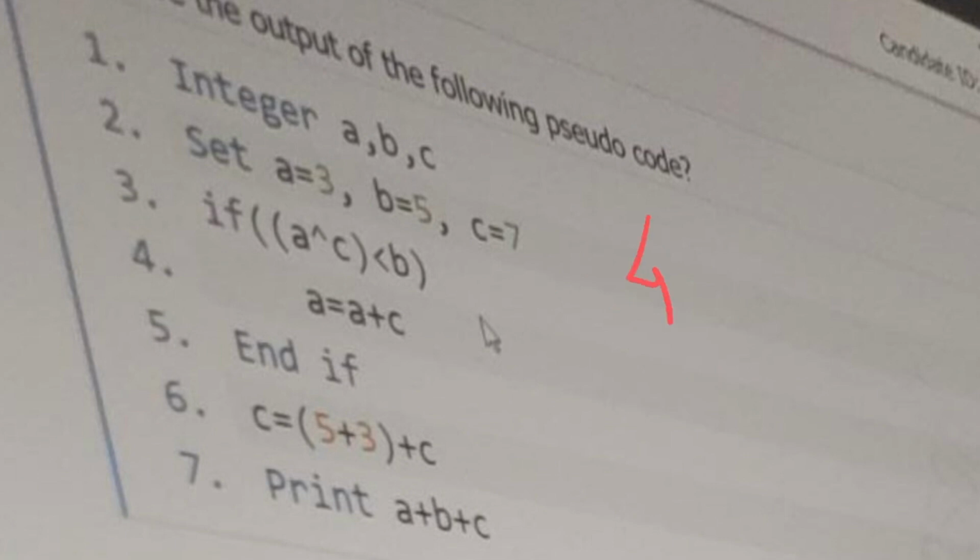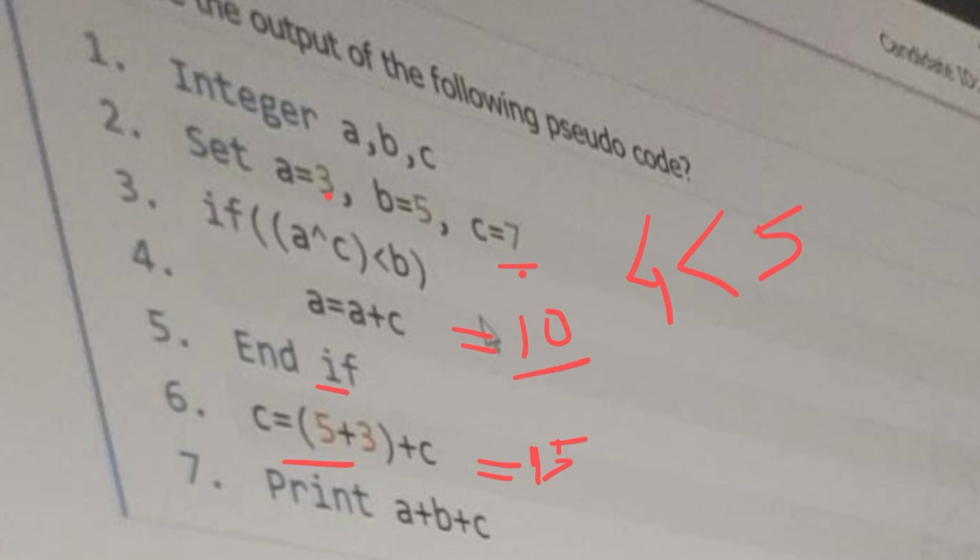So we are checking if 4 less than b, 4 less than 5. Yes, this is true. So we have to initialize a new value of a, that is a is equal to a plus c. So 7 plus 3 is equal to 10. So we end the if, and the new value of c is initialized here. So c is equal to 5 plus 3 plus c. So 5 plus 3 is 8 and c is 7, so 8 plus 7 is equal to 15. Okay, so c is equal to 15, a is equal to 10, b is equal to 5.